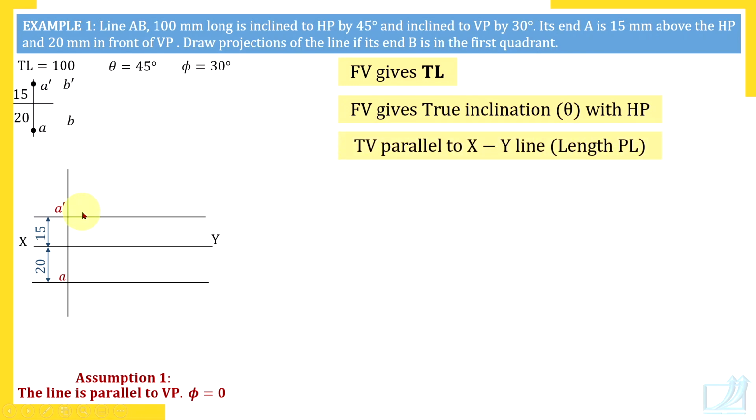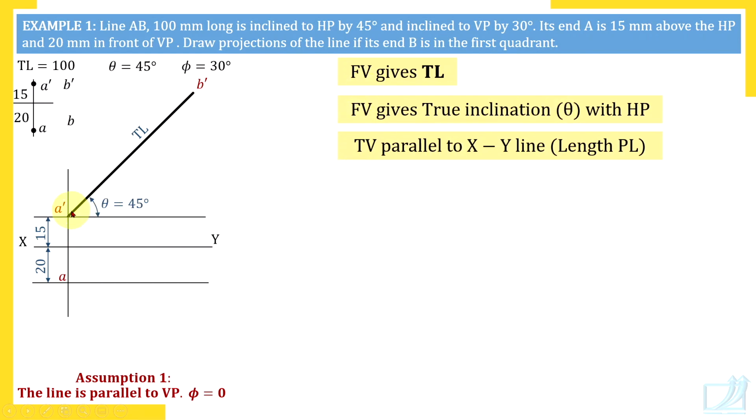So let's draw now front view. Simple. Now we are drawing front view. Front view is A dash B dash. So you should draw it at point A dash. Measure angle 45 degrees. And then draw a 100 millimeter long line. That is true length. So front view is showing true length and true inclination. Label the point immediately as B dash. So front view is showing true length and true inclination with HP.